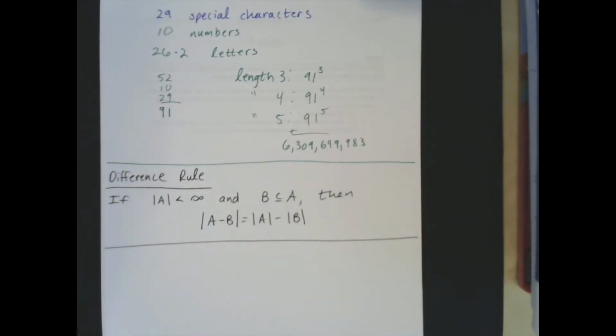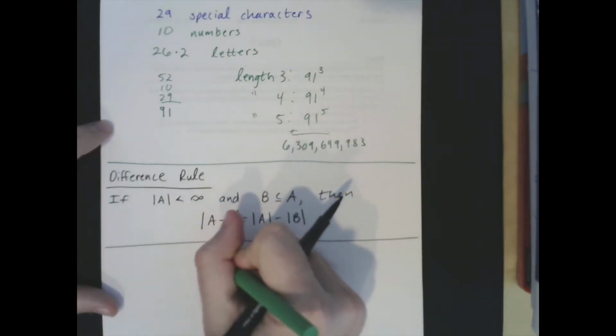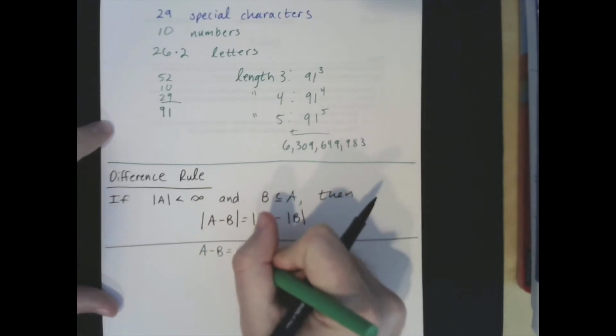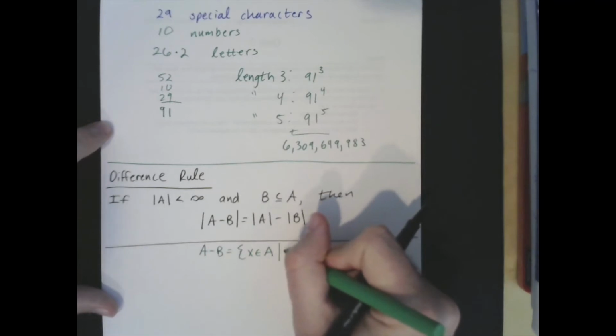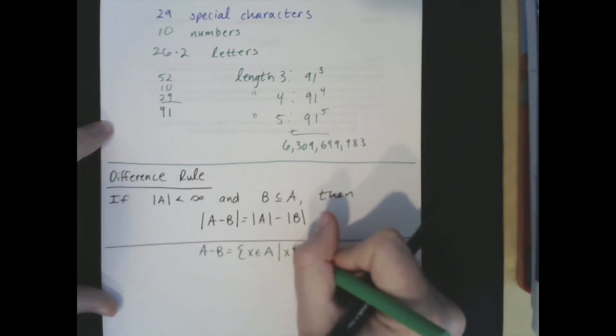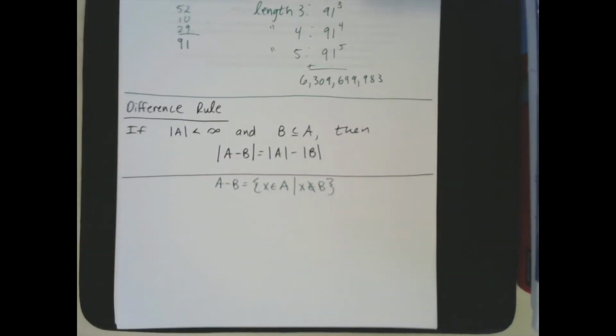which is fairly straightforward because remember A minus B is the set of things in A that are not in B. So just a little reminder here, A minus B is the set of X in A such that X is not in B. Just a little review there. So it makes sense that the size should be the number of things in A minus the number of things in B, because we want to take out all of those things from the subset.